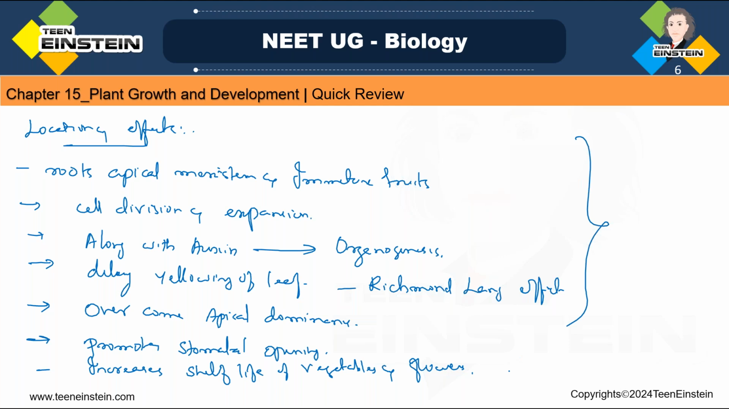So this is located at the root apical meristem and in immature fruits, and it promotes organogenesis along with auxin. It has a role in cell division and cell expansion, and the delay in senescence or yellowing of leaf is called the Richmond-Lang effect. It promotes stomatal opening, increases the shelf life of flowers and vegetables, and helps to overcome the apical dominance. All these are the physiological effects, and it is located at root apical meristem and in immature fruits. That's the location. Next comes the uses.